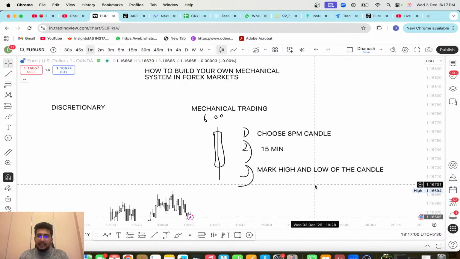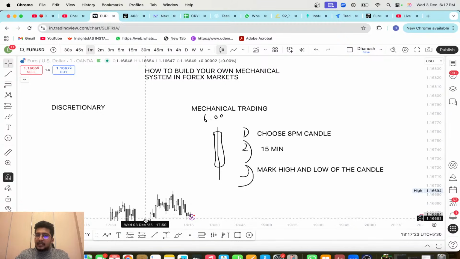We have chosen 3 steps. First step, our first job is to find the 15-minute 8 p.m. candle, which means why we are choosing this, we need to have some logic behind this. So why are we choosing it? That's the New York session open. New York open. So we are choosing the 8 p.m. 15-minute candle. Next step, next framework, we need to mark the highs and lows.